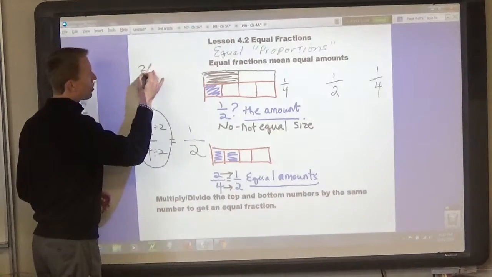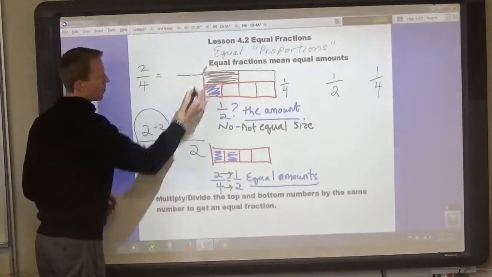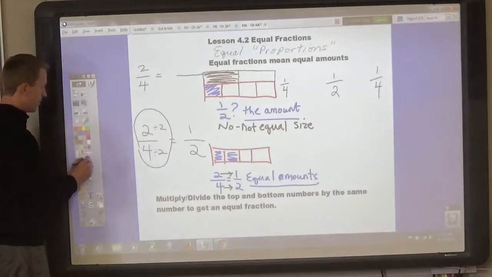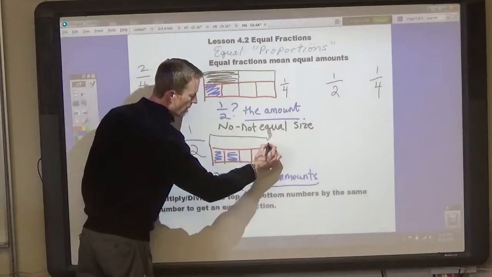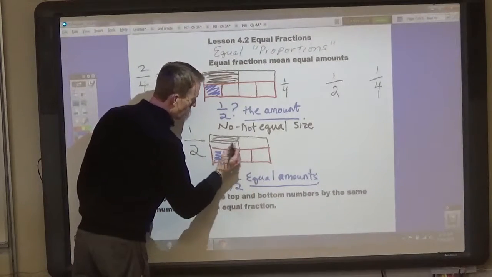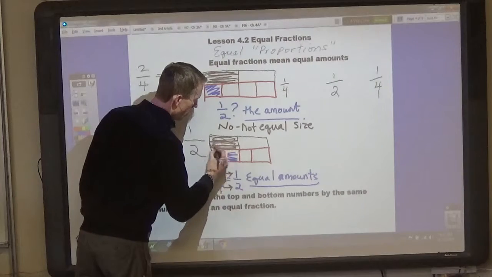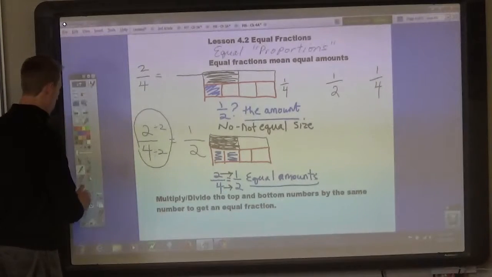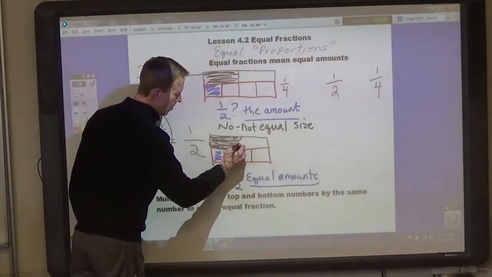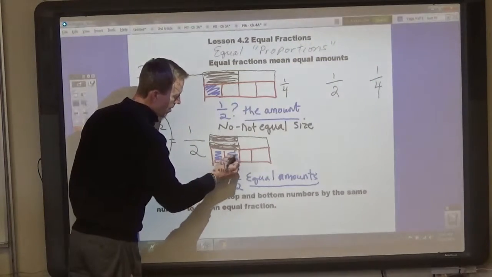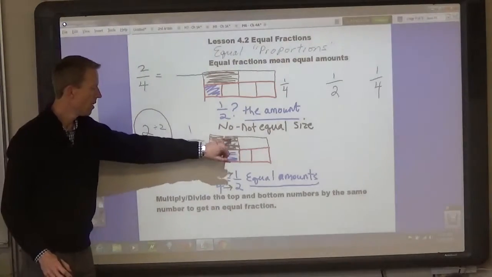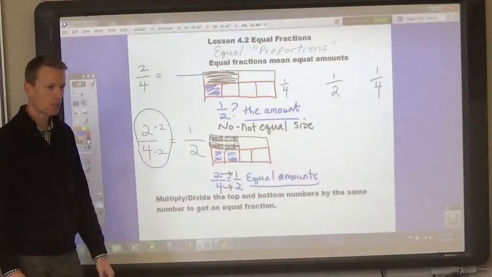What's another equal fraction of 2/4 then? What if we took 2/4 and 1/2? So here's an equivalent fraction. 2/4 equals 1/2, right? The equal amounts. What if we cut them both in half? How many pieces would we have? So if we cut this in half, and we cut this in half, there's 1, 2, 3, 4, 5, 6, 7, 8. Could we get 8s?